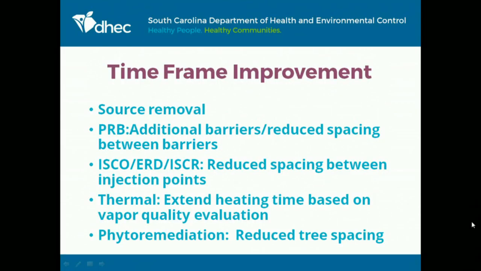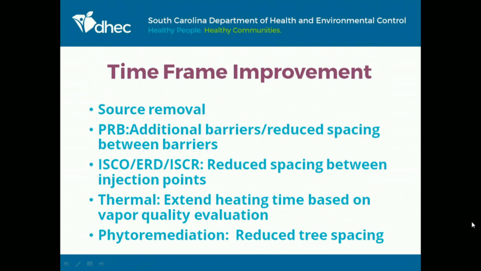So how can you improve the time frame? How can you get things to go faster? Get the source out of the ground. If there's any way to dig it up, that's going to give you a lot of bang for your buck. For permeable reactive barriers, if you add extra ones throughout the plume, you don't have to put one just at the end of the plume. You can put them in the middle. You can put 3 or 4, depending on the size of the plume, and that's going to speed up how fast your groundwater cleanup will be.